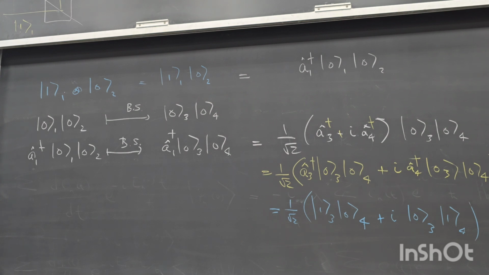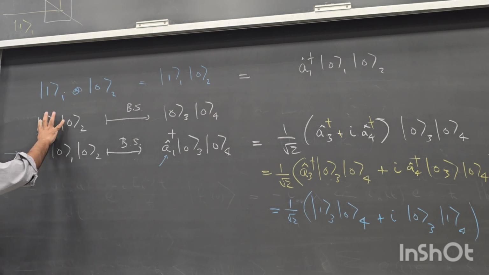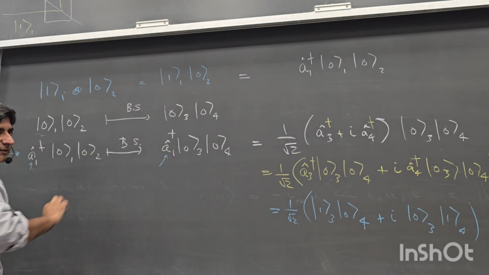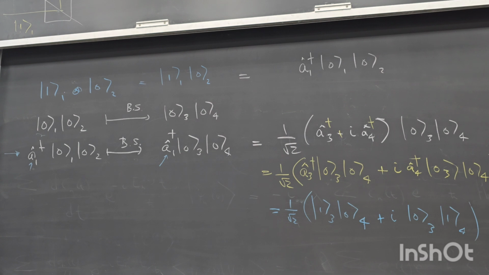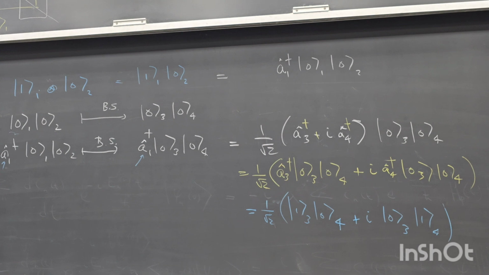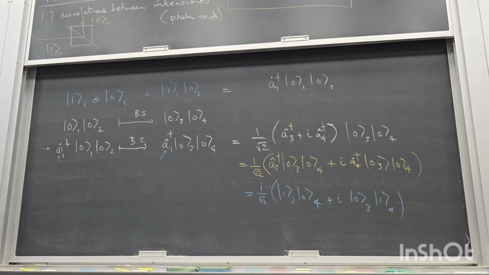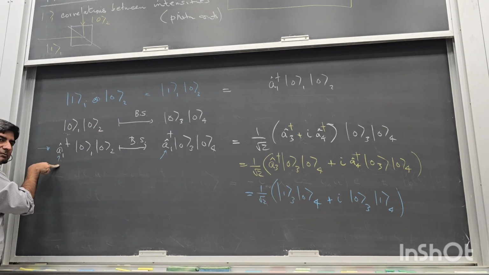Why did the dagger come out like that? Because we applied A1 dagger on both sides. So this goes to this, so this must go to this. Quantum mechanics is linear. First it passed through the beam splitter, then the dagger was applied. So this is a mathematical expression. This is what the beam splitter does. It does nothing to vacuum. So if this is true, this must be true.